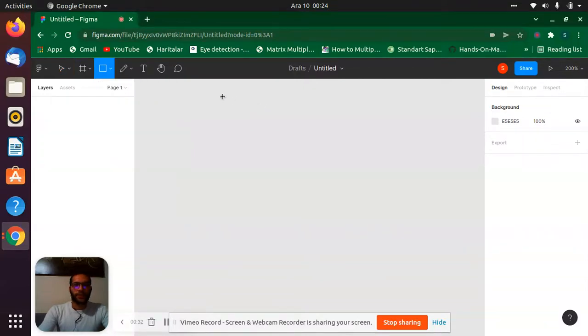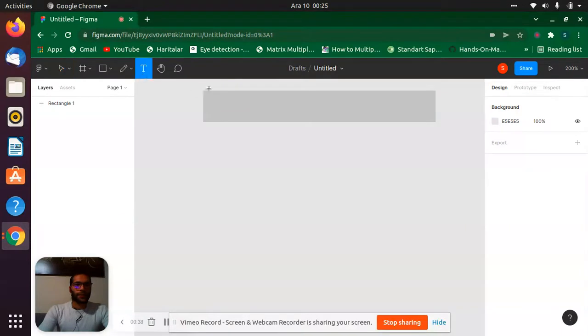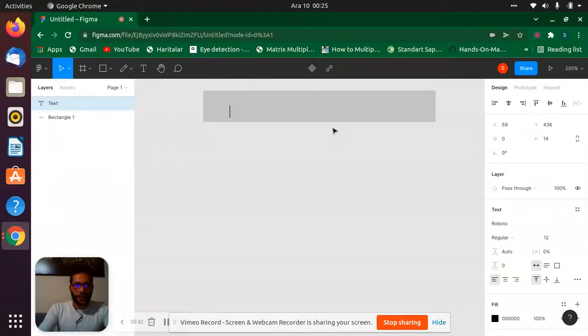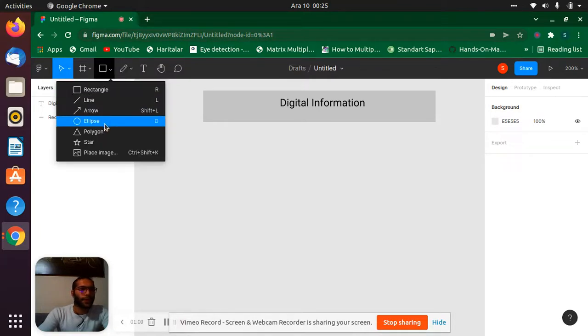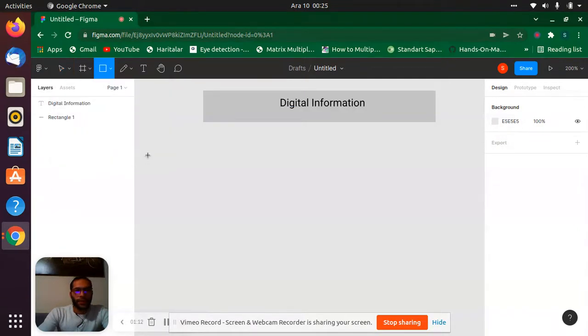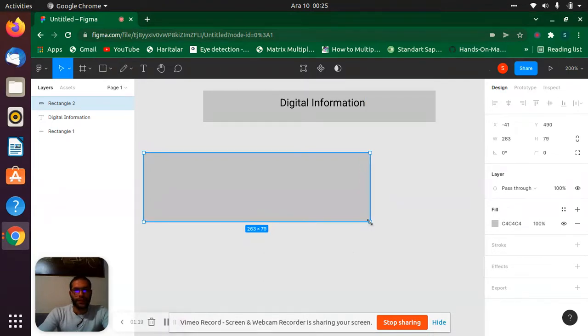Anyway, now I will add a rectangle here, and I can do something like that. Okay, and we can say here this is digital information. This is our main topic. Okay, we know that. Now we have subtopics. I told you again, where is our thing? Right here. So I want to put this thing here also for the topic.